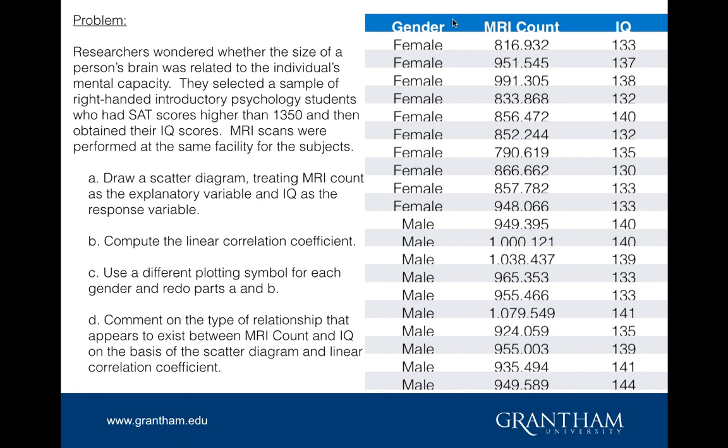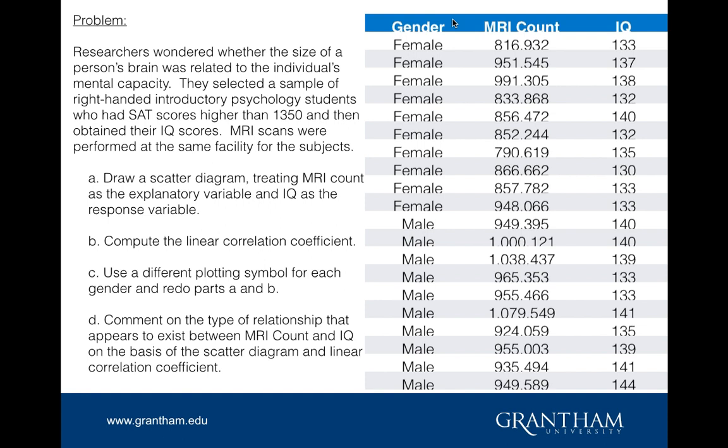They took the IQ scores of these students and compared them with their MRI scans. And the MRI scans gave them a count, which they would use to determine the size of an individual's brain. So the higher the count, the bigger the brain. Now, what we're asked to do for A is to draw a scatter diagram treating MRI count as the explanatory variable and the IQ as the response variable. So explanatory means it will be in the first column and IQ will be in the second column. For B, we're asked to compute the linear correlation coefficient. So we're going to do those two things first.